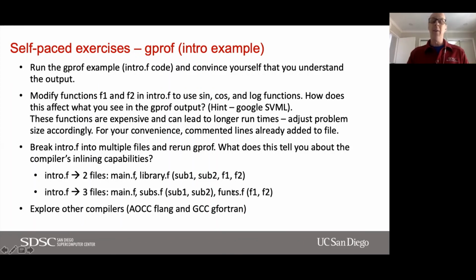And then you could also look into the compiler's inlining capability. Right now it's easy for the compiler to do the inlining because all of the code for the main program and the subroutines and functions is all in one file. But see what happens if you break that up into 2 files, or even into 3 files. In the third case, you have the main program and the subroutines in one file, and the functions in another. And then you could also explore other compilers, the AMD compilers, AOCC, Flang, and GCC Fortran.